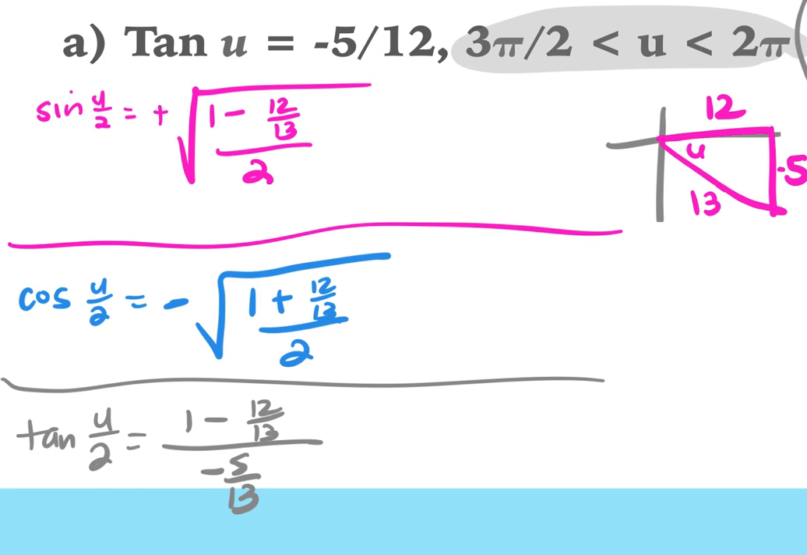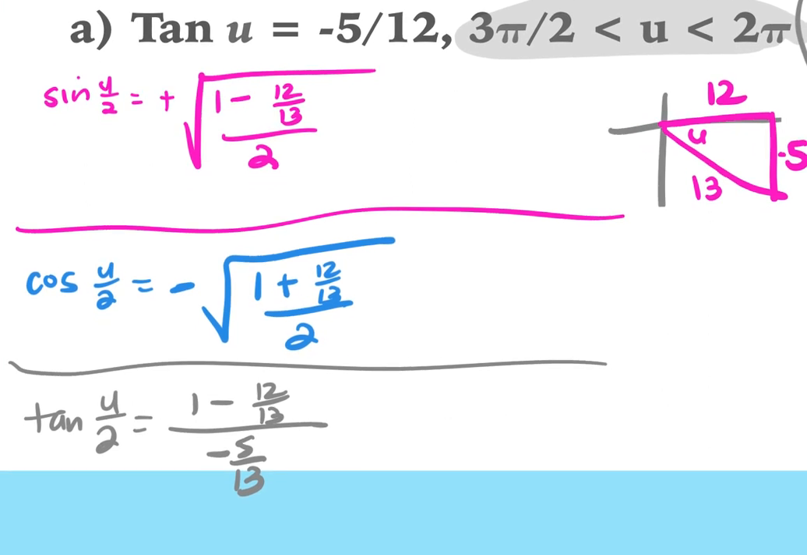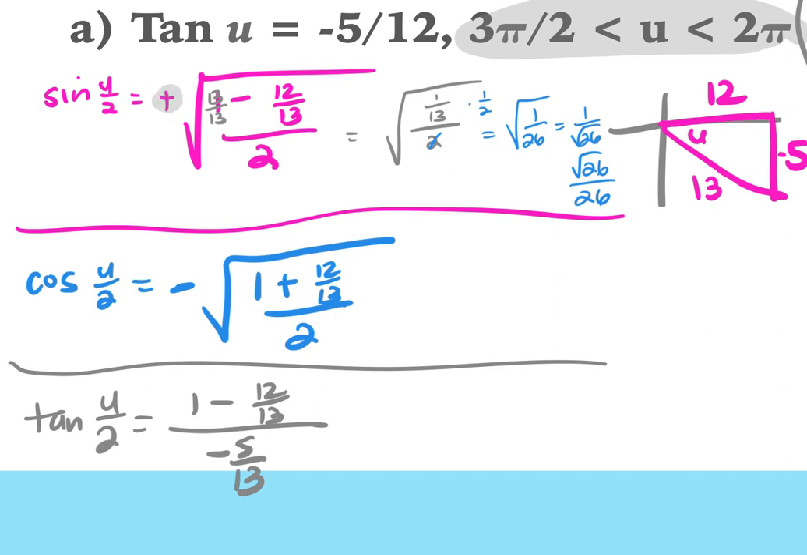Now I'm going to go back and simplify them. So all those ones become 13s over 13s because I have to give them a like denominator. So I get the square root of 13 minus 12, or 1 over 13, over 2. I flip it. I get the square root of 1 over 26, which is 1 over root 26. And we rationalize: root 26 over 26. It was positive because it's sine.